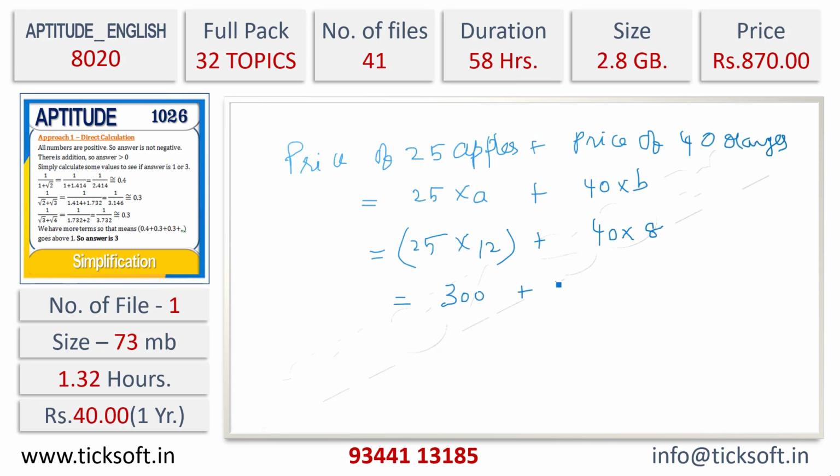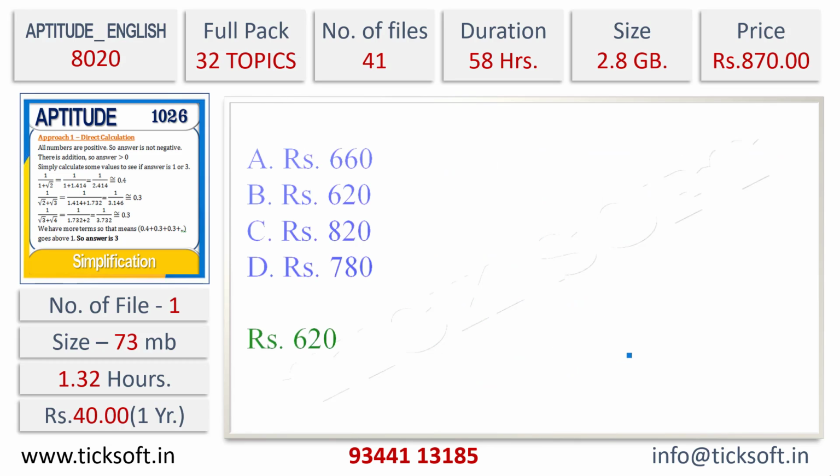300 and 40 into 8 will be equal to 320, and hence if we add these two values we get the answer as 620. So therefore the price of 25 apples plus the price of 40 oranges will be equal to rupees 620. This is the answer. Hence out of these four options, option B, rupees 620 is the required answer.